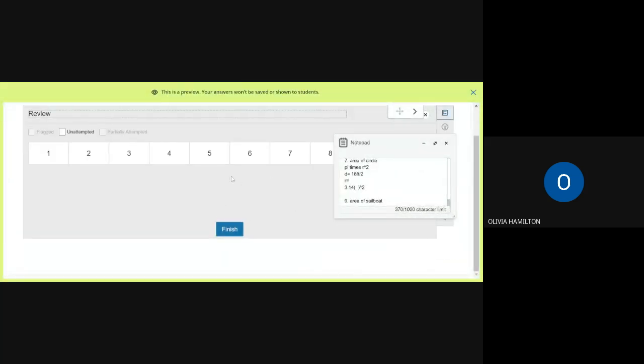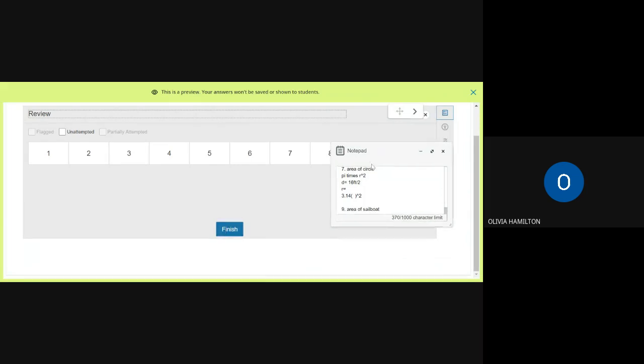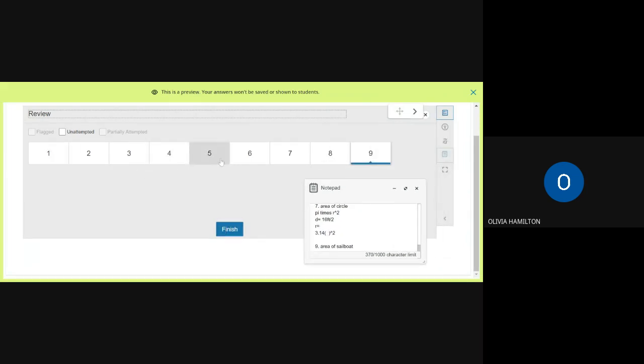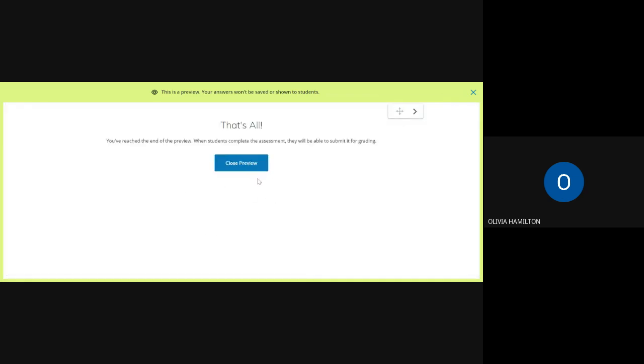Then once you're done with that, hit review, hit finish. Make sure you've looked at all the unattempted. In mine, all of these are unattempted because I didn't click or put any answer in. Once you know you've answered everything, hit finish. Yours will say submit. Mine doesn't because I can't submit this since I'm just viewing it. Submit it, and then when I get to it, it will be graded.